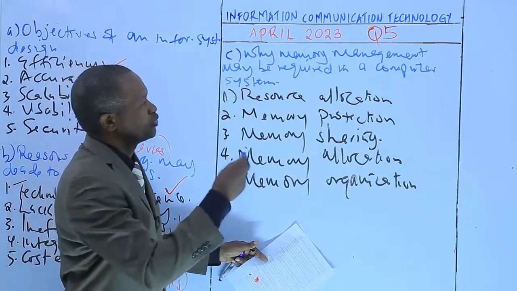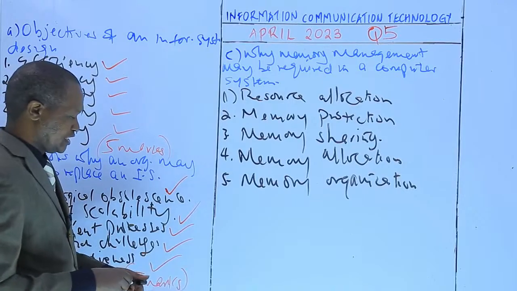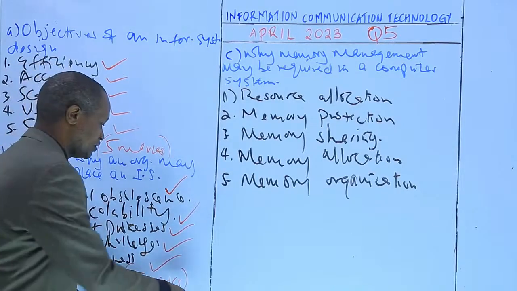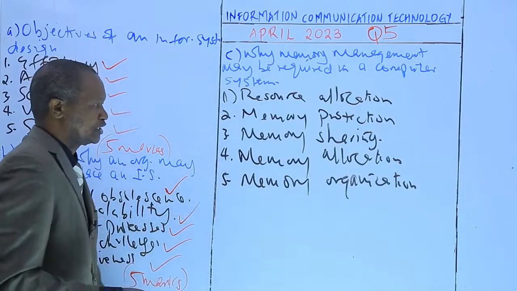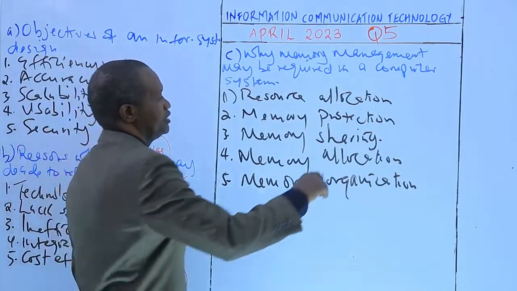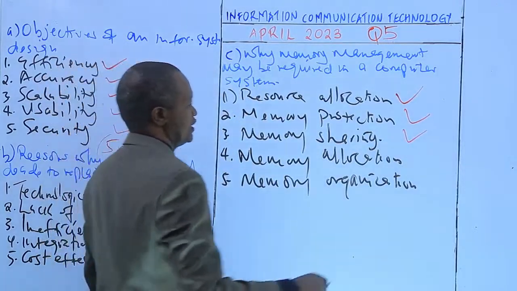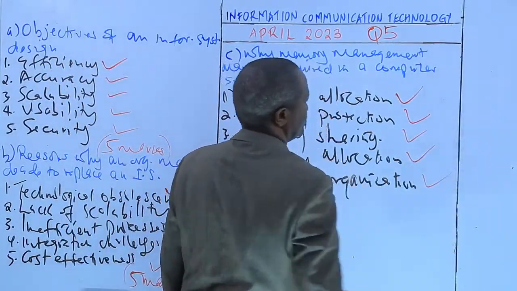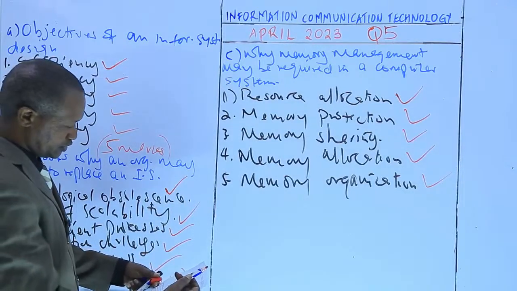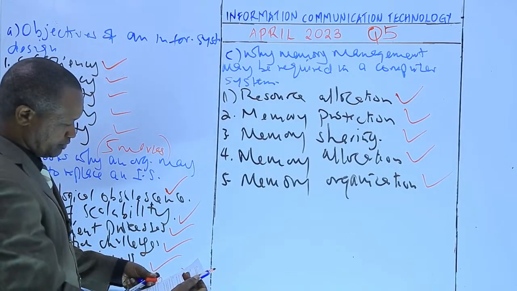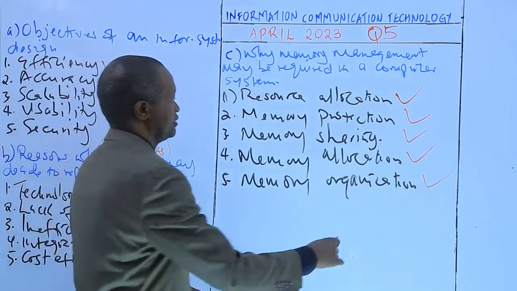So these are reasons why memory management may be required in a computer system. 1, resource allocation. 2, memory protection. 3, memory sharing. 4, memory allocation. 5, memory organization. 5 reasons. How many marks? These are 5 marks.